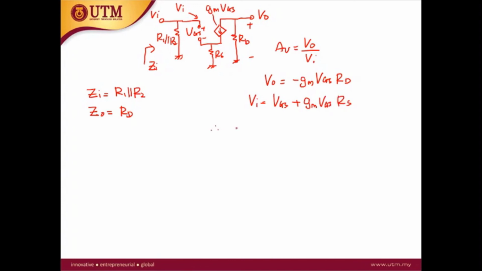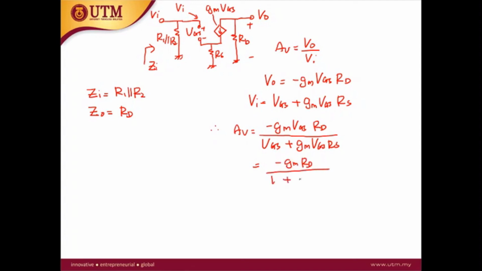Therefore, you get AV equal to minus gm VGS RD over VGS plus gm VGS RS. So this is minus gm RD over 1 plus gm RS. So this is the equation for the voltage gain.